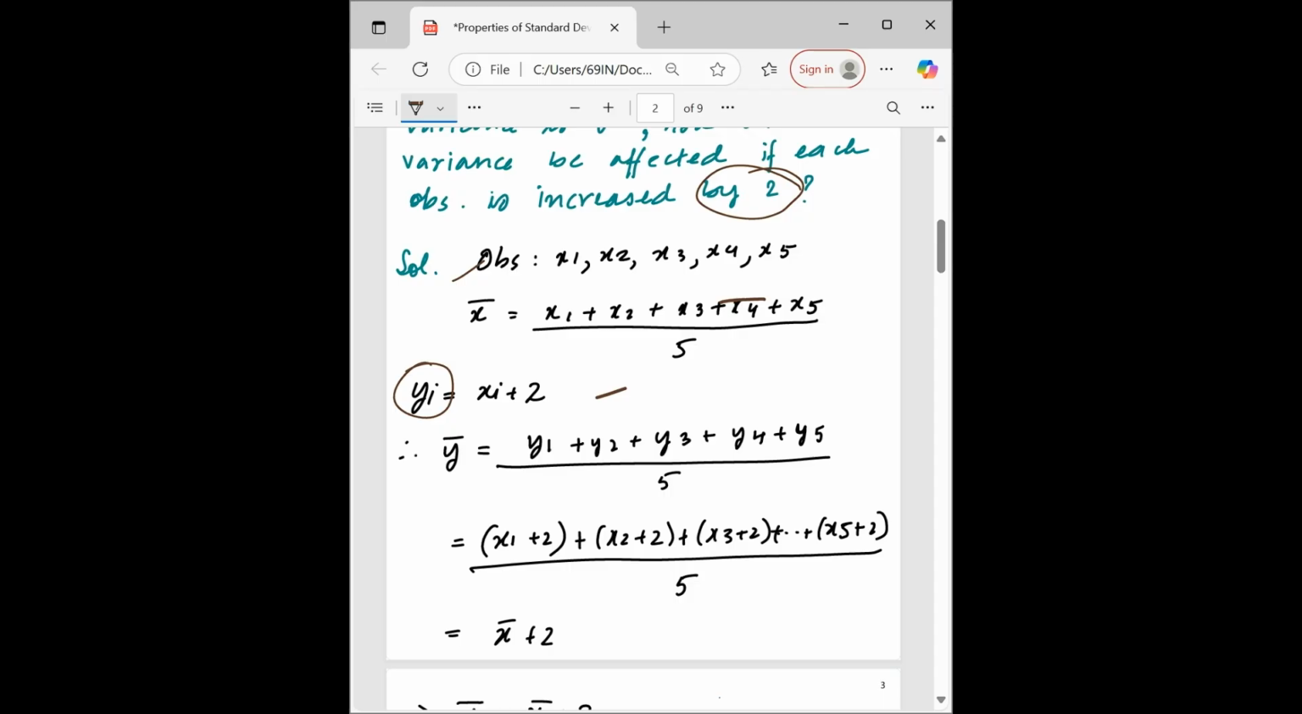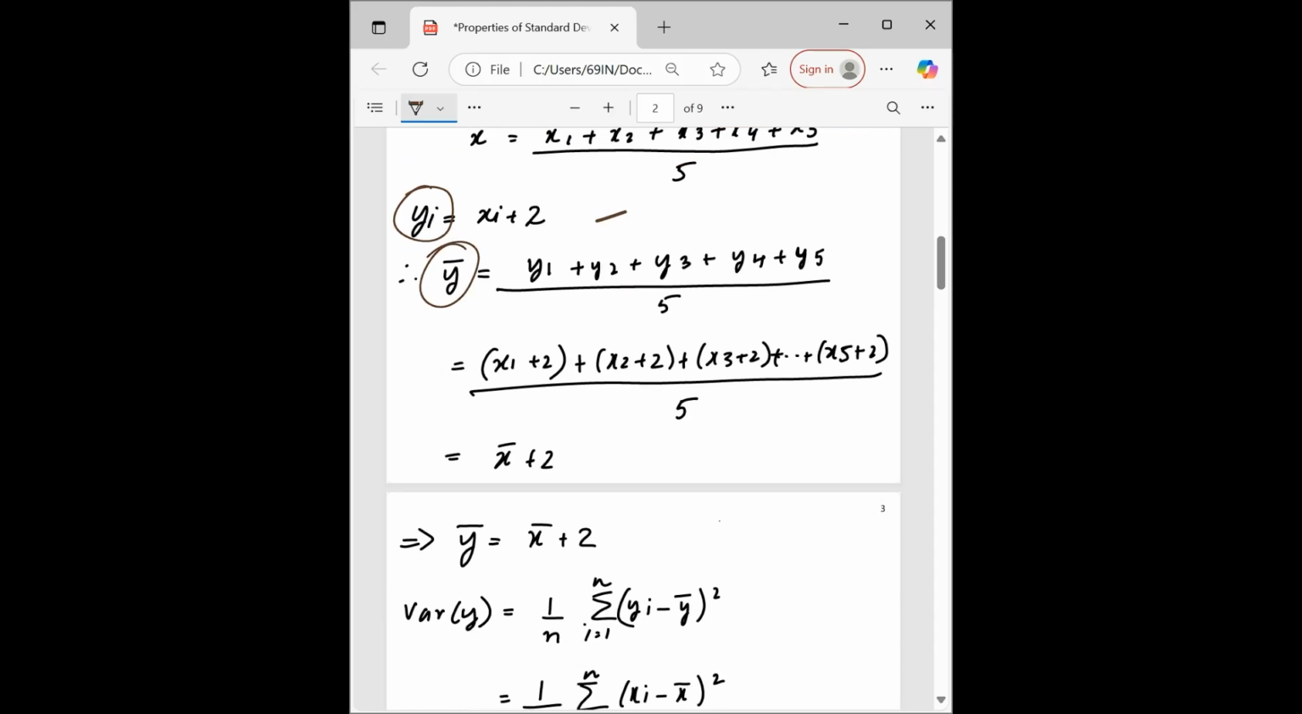Now let's find the new mean. So y bar is equal to x1 plus 2, x2 plus 2, x3 plus 2 and goes until x5 plus 2, by 5. So, if we cleverly regroup this, we get all the x's together and all the plus 2's together. There are 5 of them, so that's plus 10 total. So, basically sum of xi plus 10 by 5. Therefore, sum of xi by 5 plus 10 by 5 is equal to x bar plus 2. So, the new mean is just the old mean plus 2.